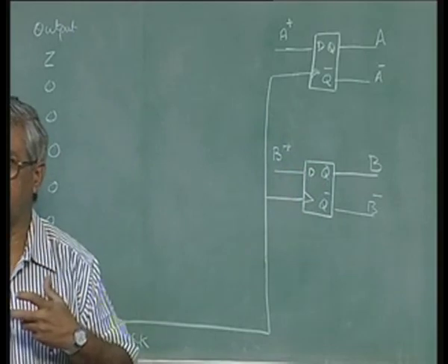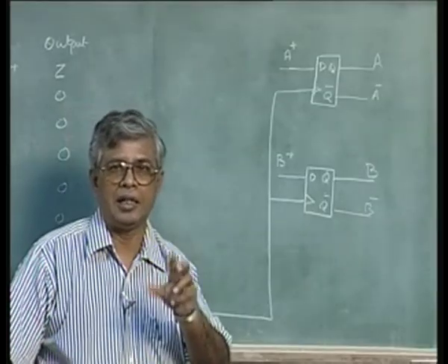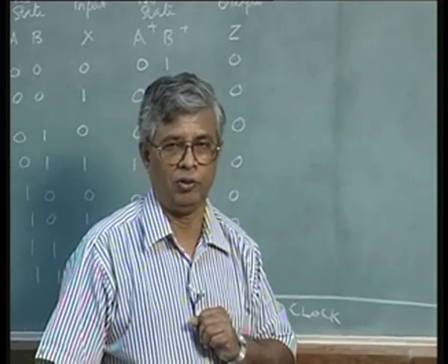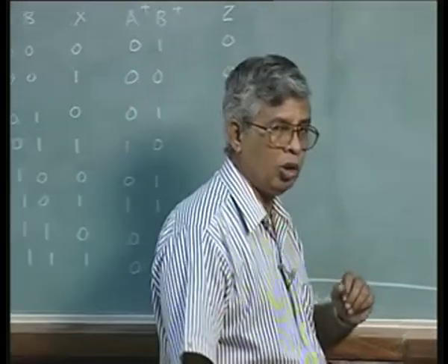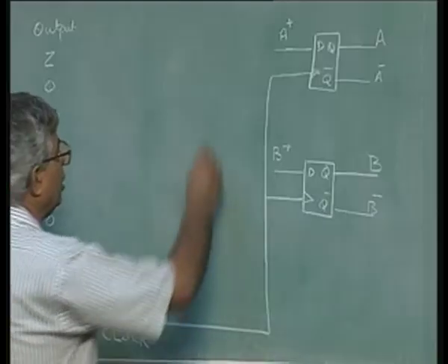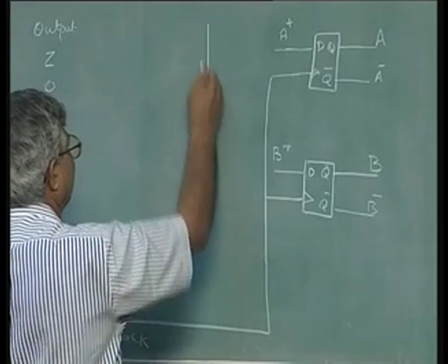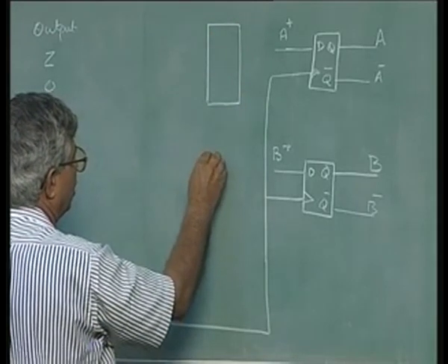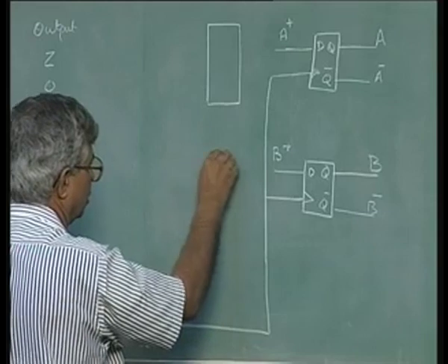Who is going to give that input? In the previous design, the combinational gates were responsible for giving this. In this case, I am going to make multiplexers give that input. So, what I am going to do is to put a multiplexer here, another multiplexer here.